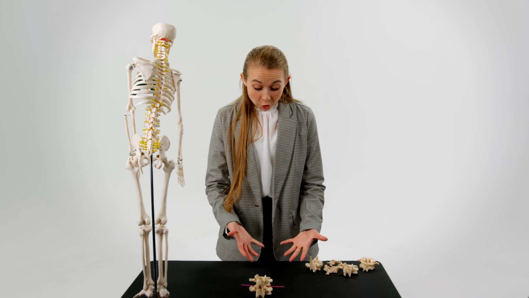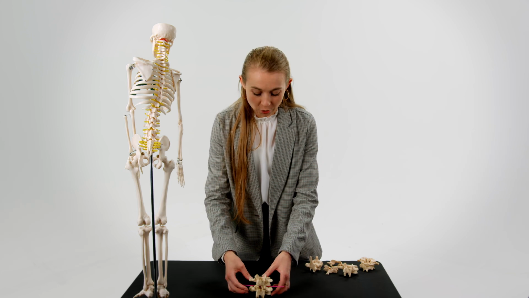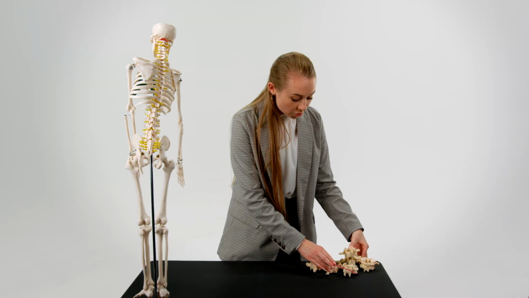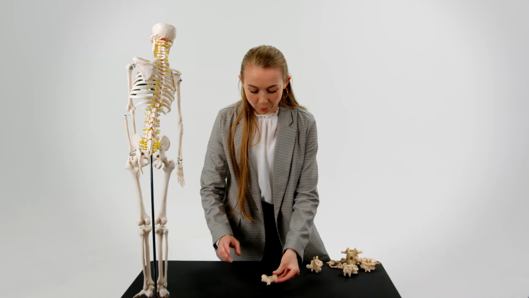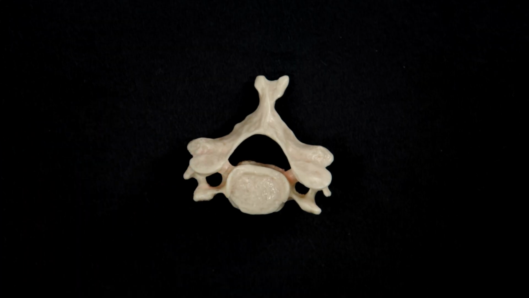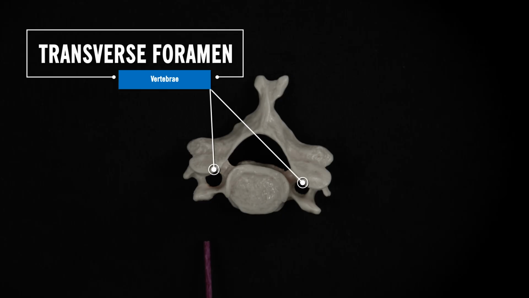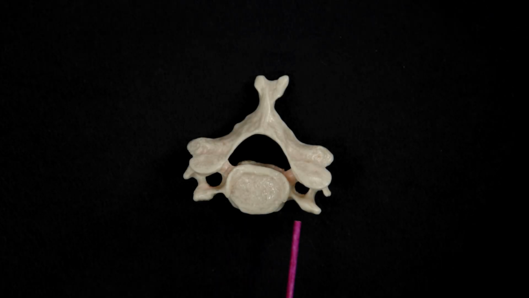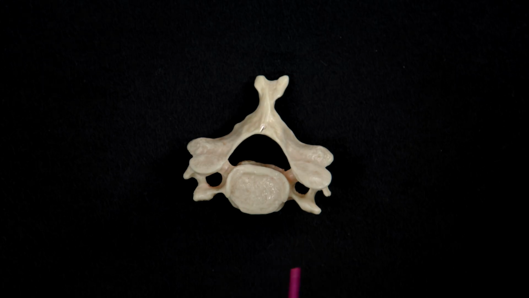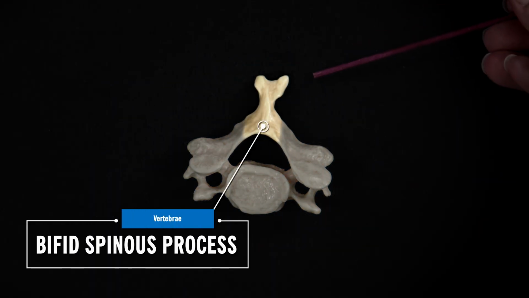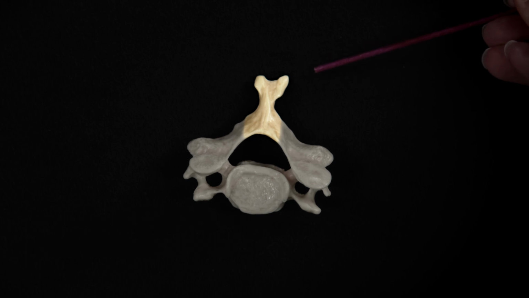So like I said earlier, we have 3 types of vertebrae. To start, we'll be going over cervical vertebrae. These are in our neck and tend to be flatter and have 3 holes instead of just 1. These smaller side holes are called transverse foramen. You can see that this spinous process also looks a little different, how it splits into 2. So this is called a bifid spinous process.